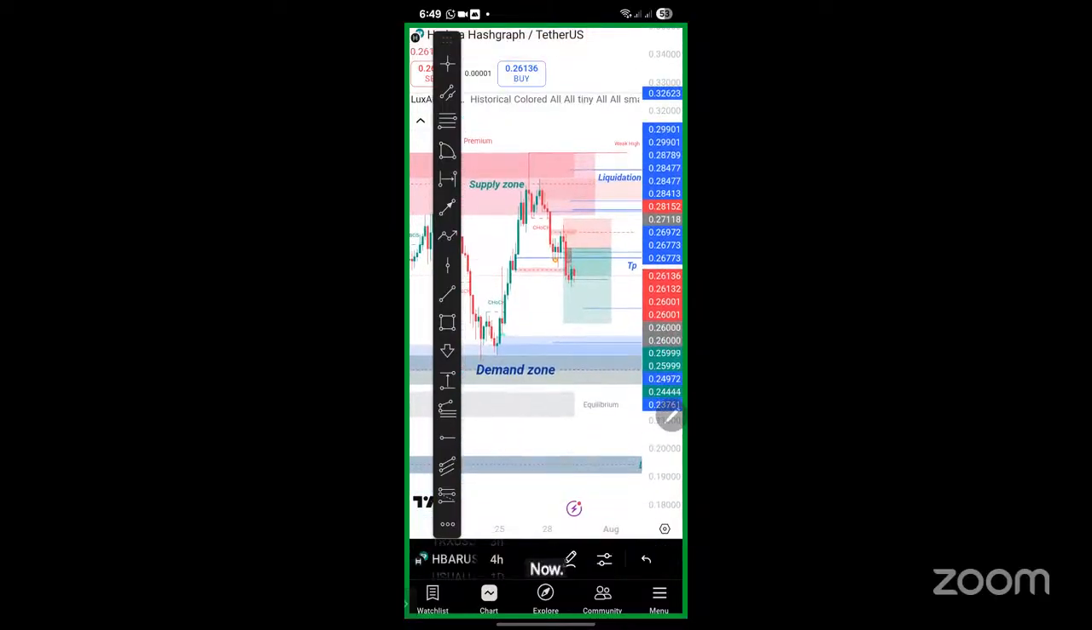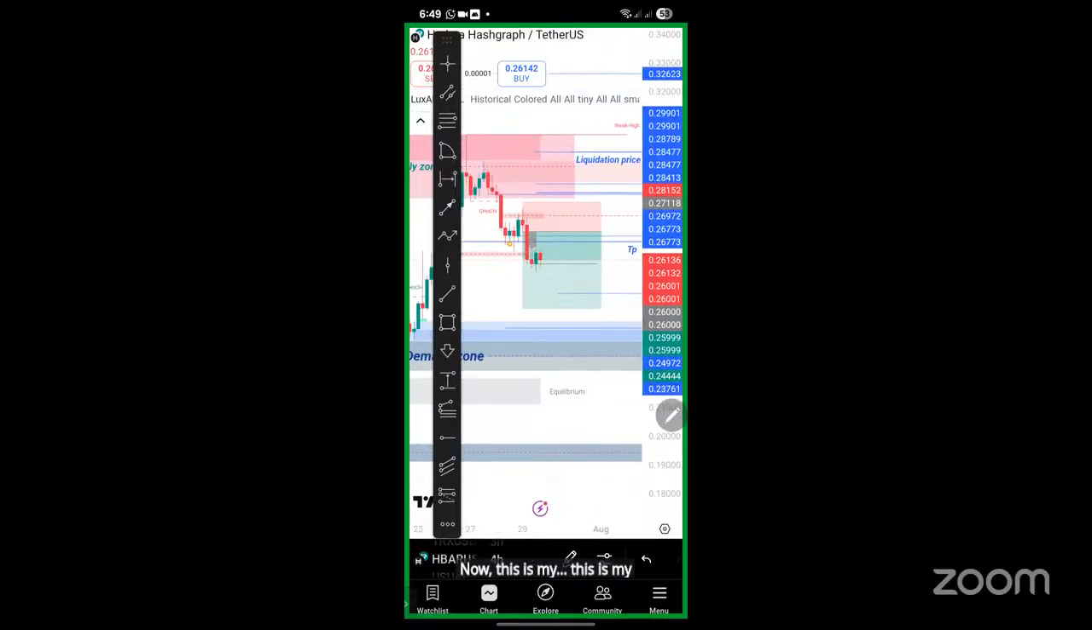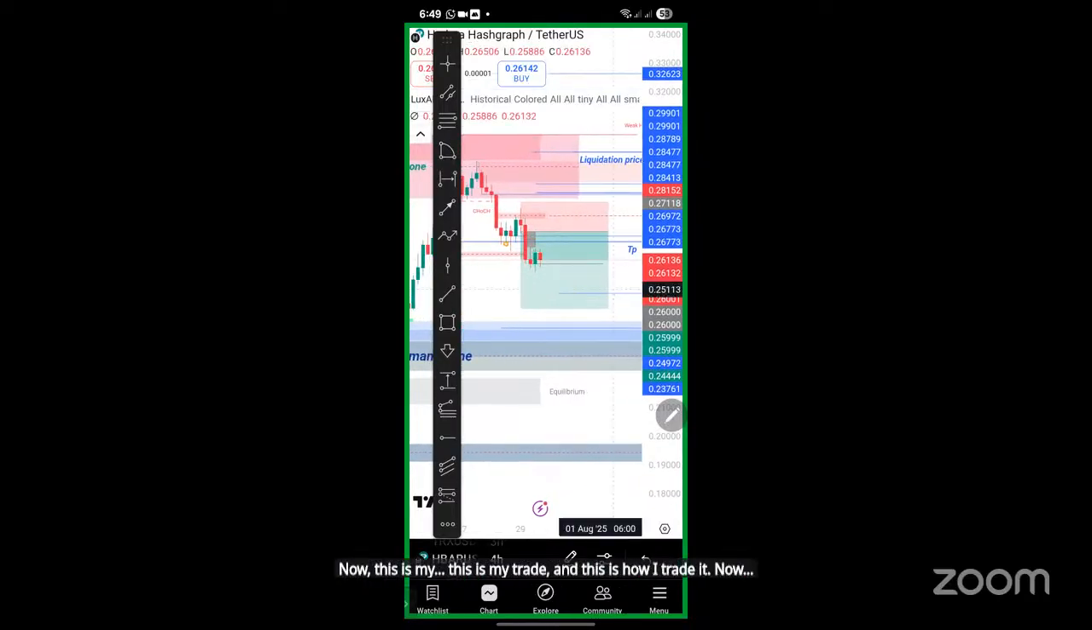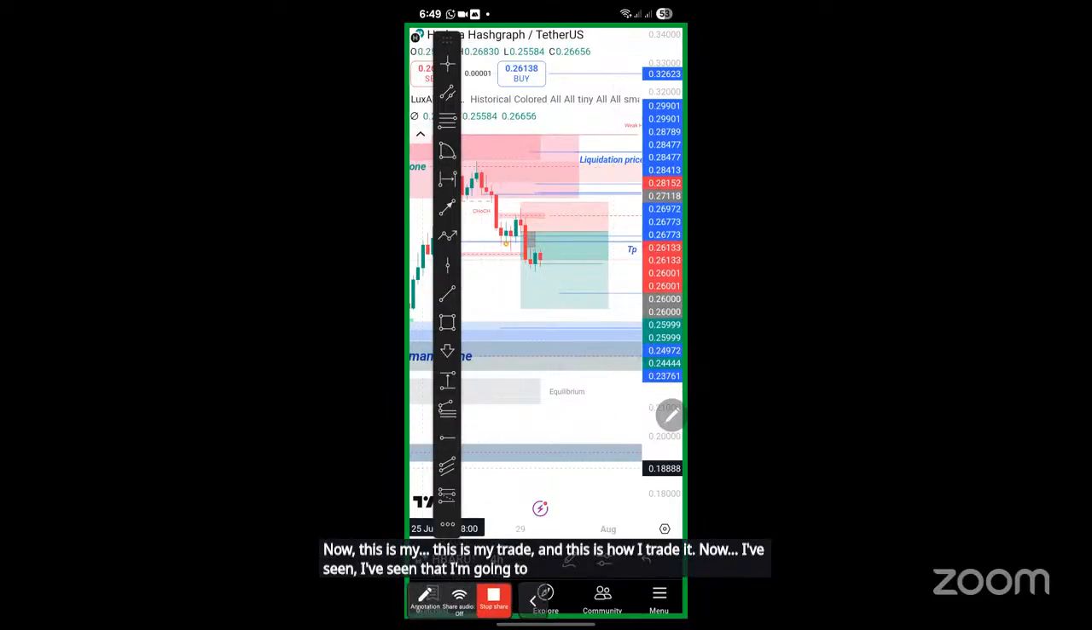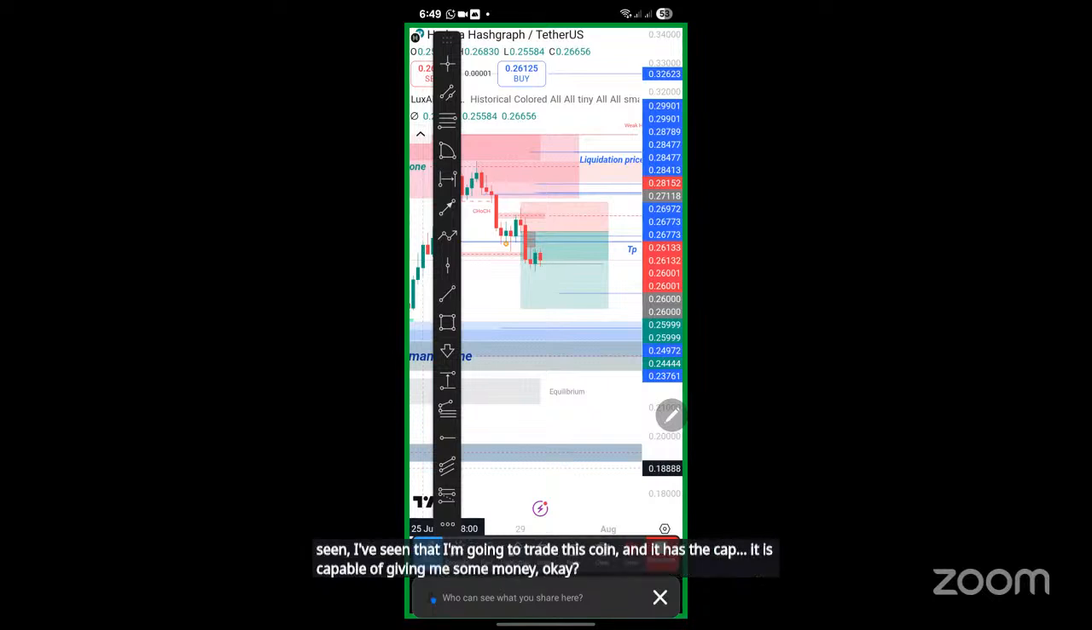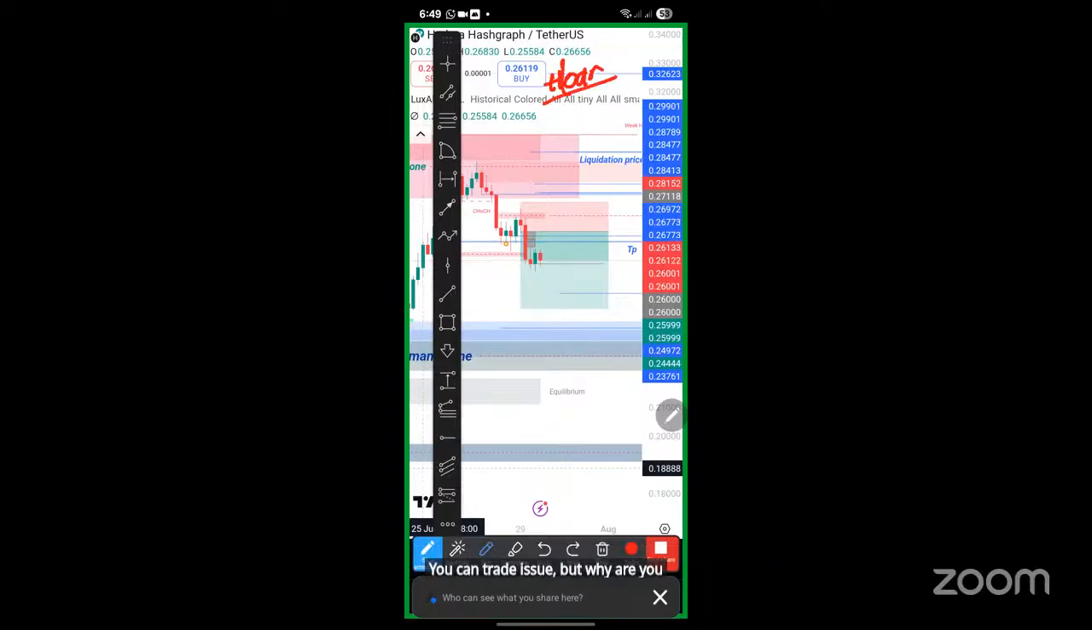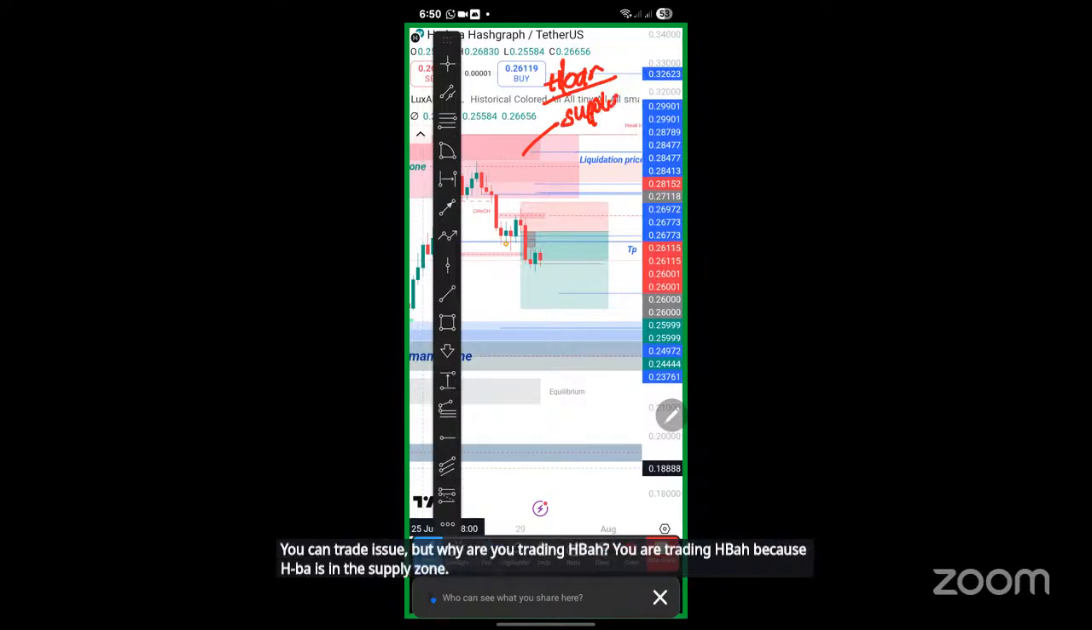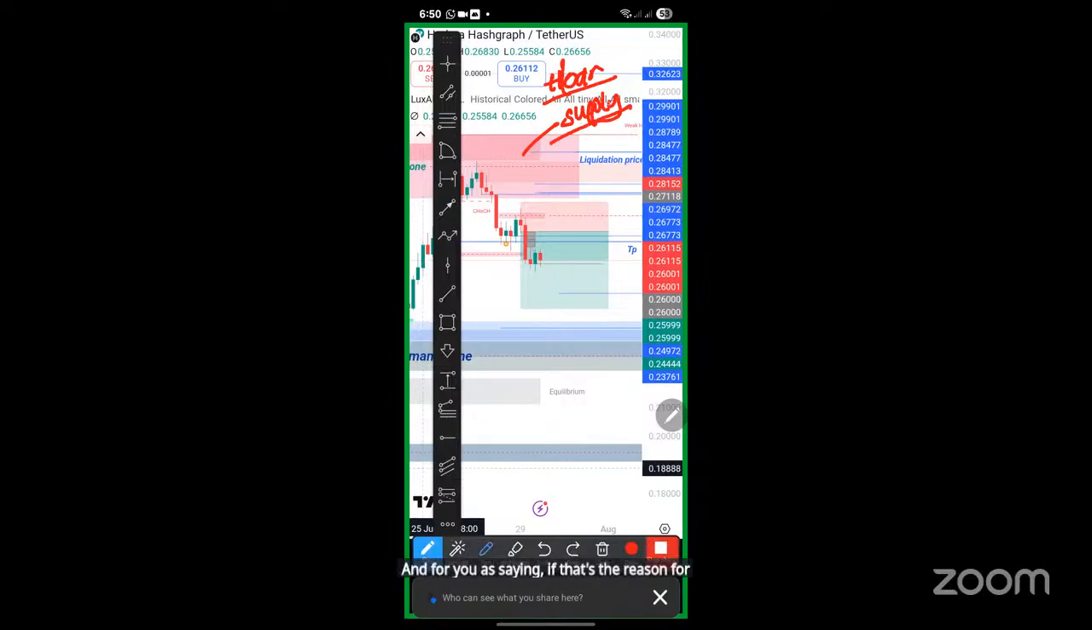Now, this is my trade, and this is how I traded. I've seen that I'm going to trade this coin, and it is capable of giving me some money. I shorted it up here. Now, your plan has told you that you go and trade HBAR. Why are you trading HBAR? You are trading HBAR because HBAR is in the supply zone, and you are selling it. That's the reason for entering your trade.